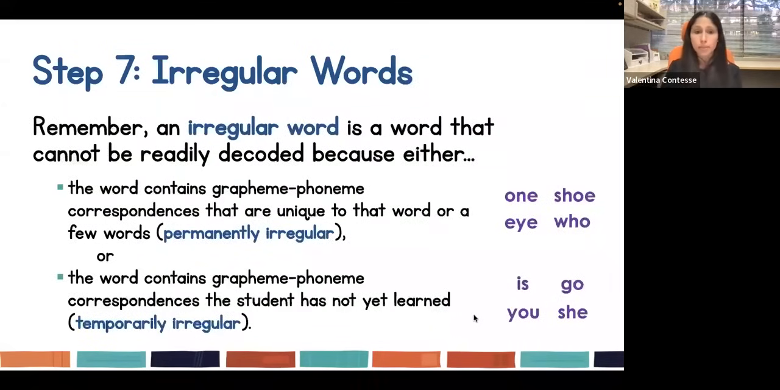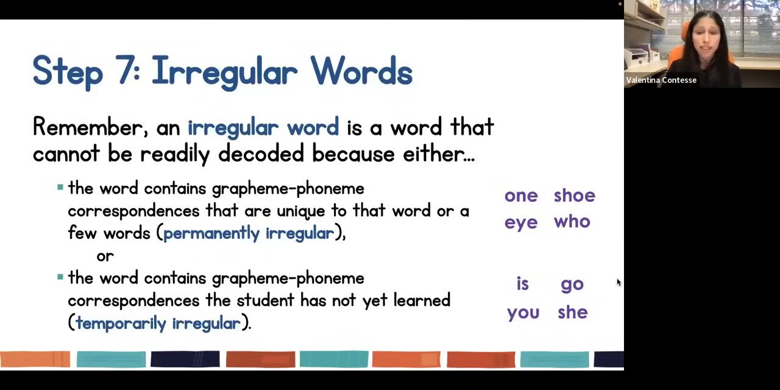In this step, there are sometimes different types of irregular words. So irregular words can either be permanently irregular, like we see here with the examples one, shoe, I, and who. These are words that no matter where students are on the scope and sequence, they'll always have some sort of grapheme phoneme correspondence that's unique to that word or a few words. So again, words that will always be irregular for students.